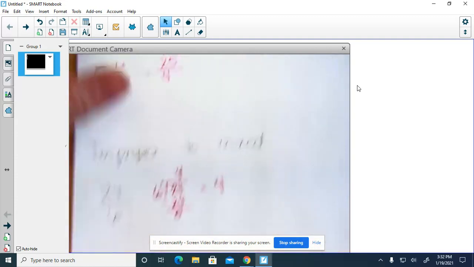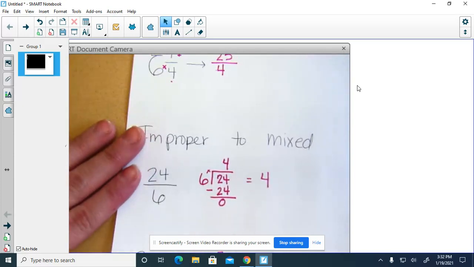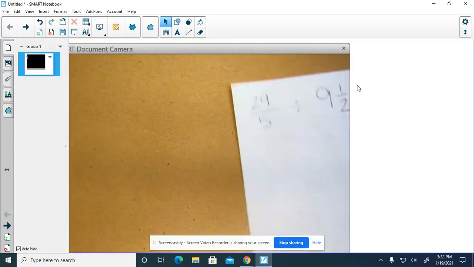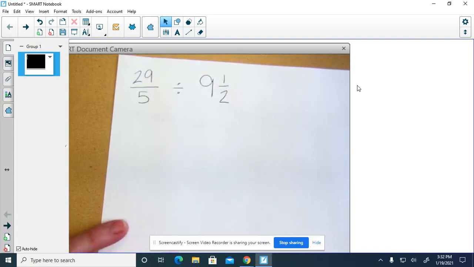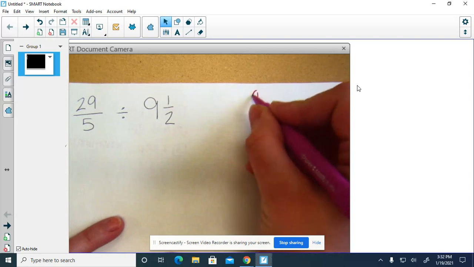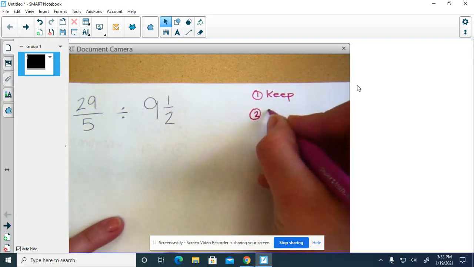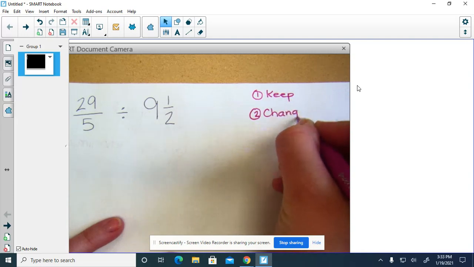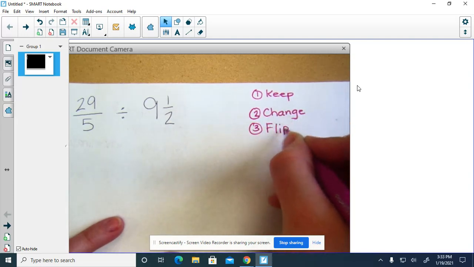I hope that helps on your moving from mixed to improper and from improper to mixed. Now, we're going to look at one homework problem from today. So, when we're dividing fractions, there are 3 rules. First rule is keep. Second rule is change. And third rule is flip.